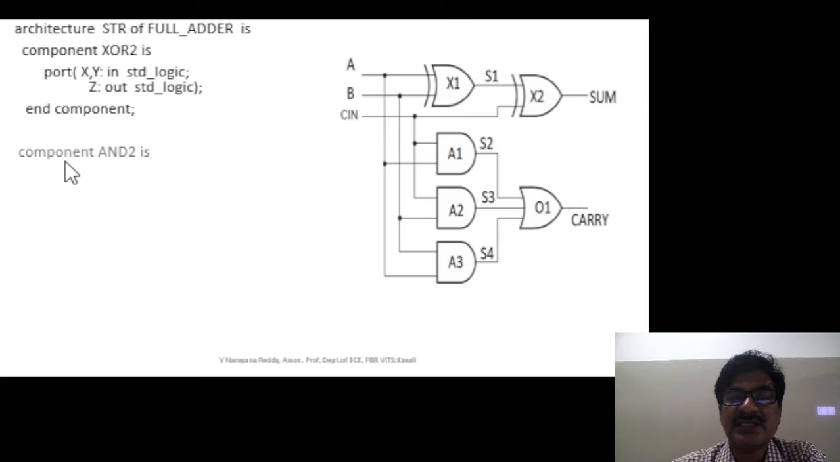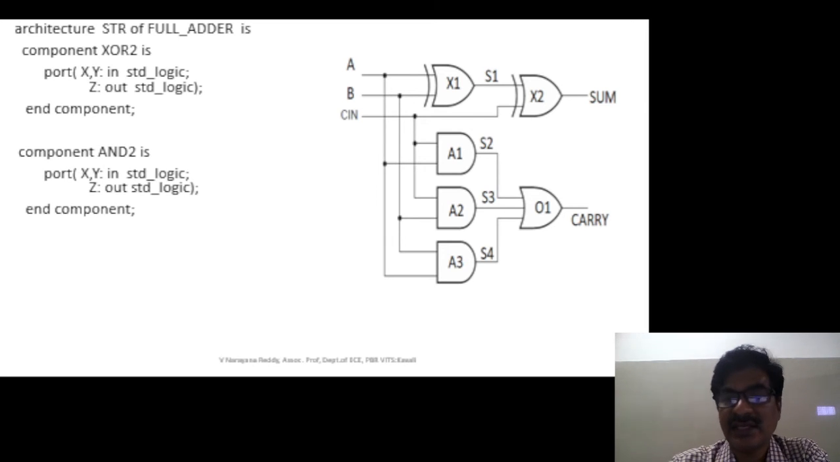Similarly, the component declaration for the AND gate. Assume the AND gate is separately a component with 2 inputs X, Y and 1 output Z. So the component declaration for the AND gate is: component AND2 is port of X comma Y colon in standard logic, one output Z colon out standard logic, and end component. This is the syntax for the component declaration for the 2 input AND gate.